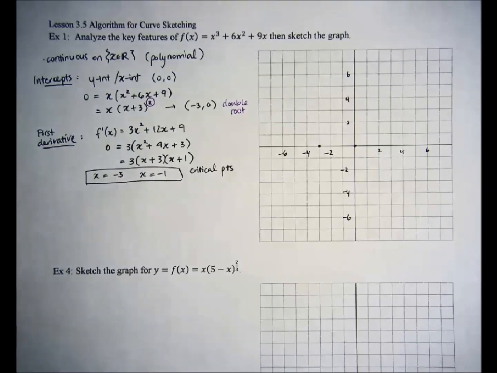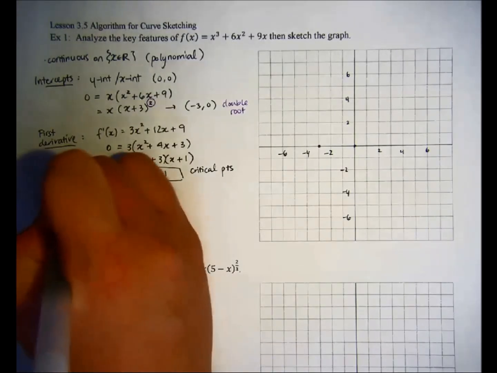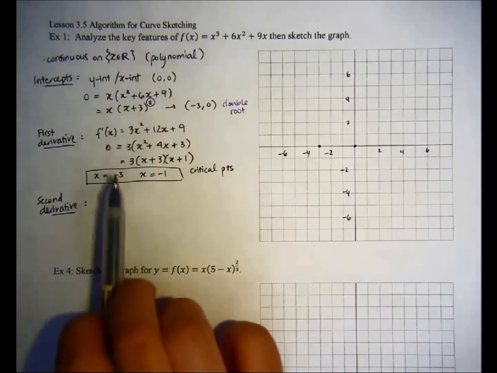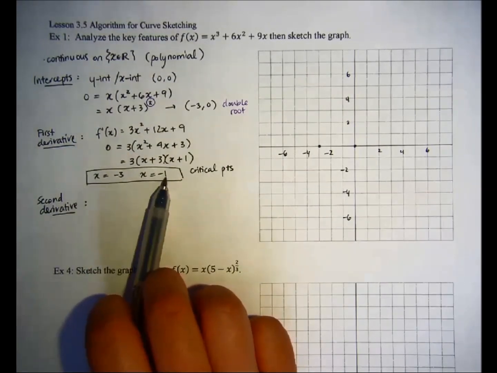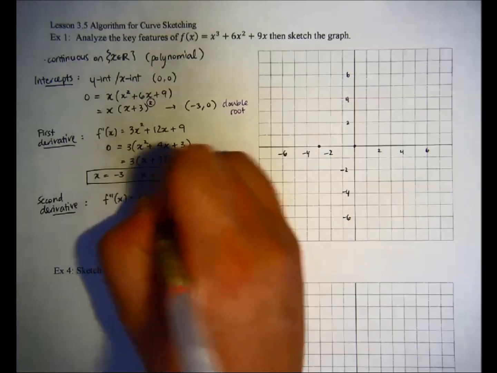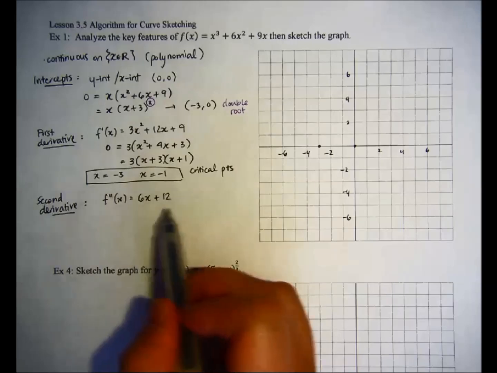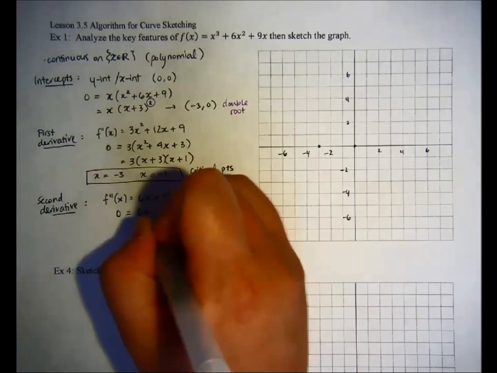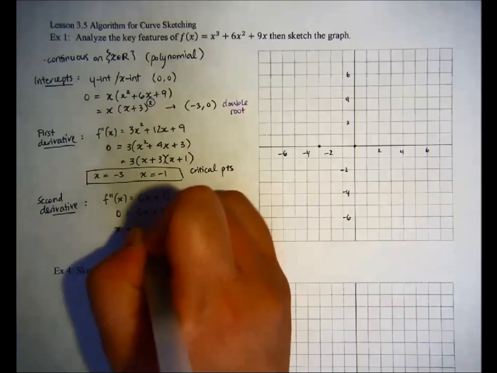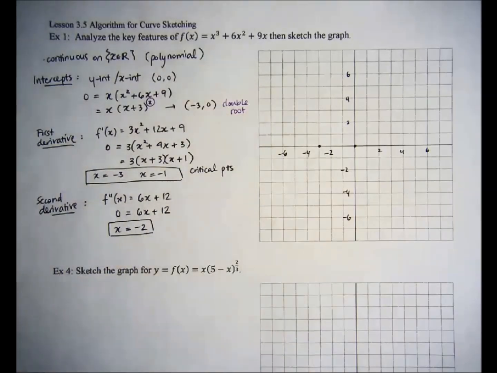Now, because this is a polynomial function, I'm not going to use the first derivative test. Instead, I will move on to figuring out the second derivative. And I'll use the second derivative test instead to determine whether or not I have local extrema at these 2 points. So my second derivative is going to equal 6x plus 12. Again, there are no points where the second derivative does not exist because this is a polynomial function. So I can just set it equal to 0 and solve for x equals -2. So this is going to be possibly a point of inflection.